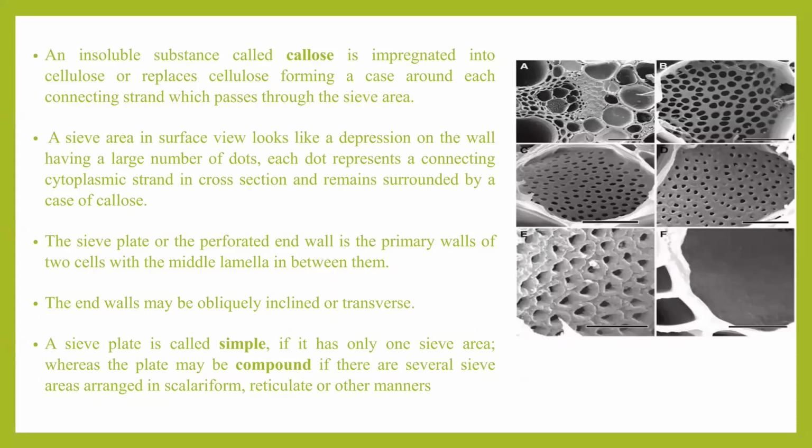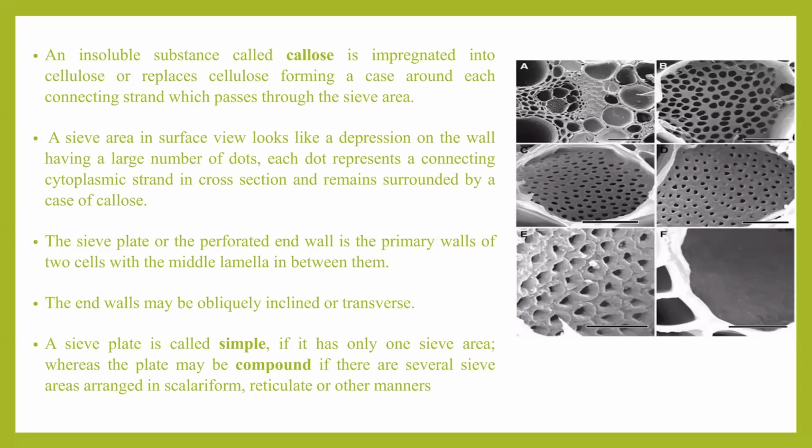A sieve area in surface view looks like a depression on the wall having a large number of dots. When we observe this, these are the different types of sieve areas or sieve plates. Each dot represents the connecting cytoplasmic strands in cross section and remains surrounded by a case of callose. These are the pores through which the transport of food materials takes place.